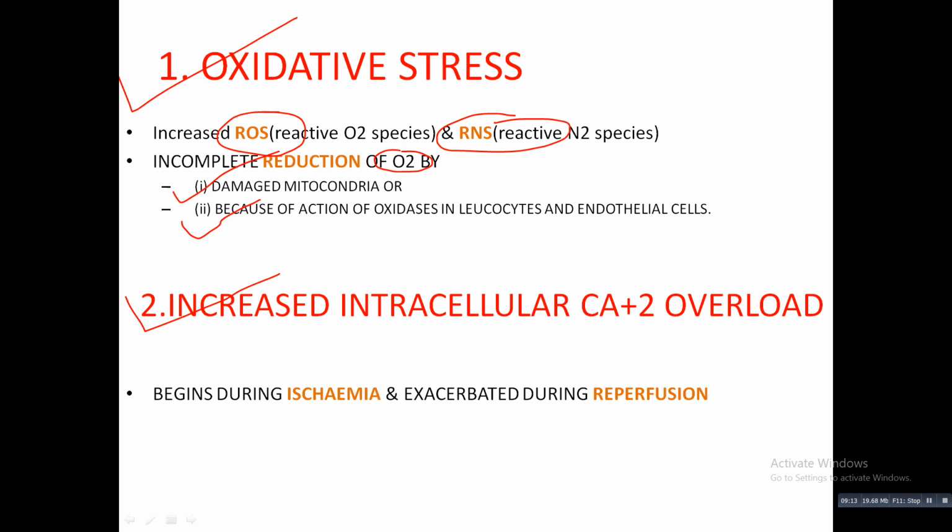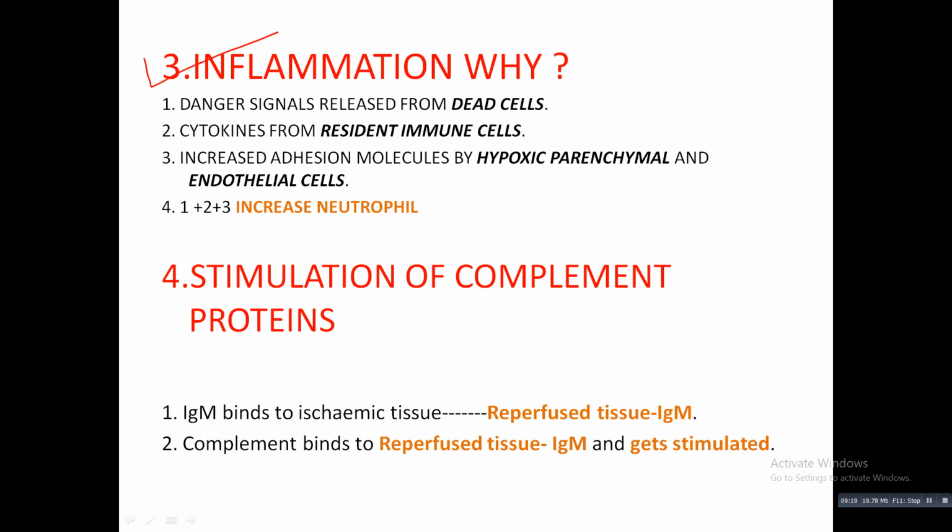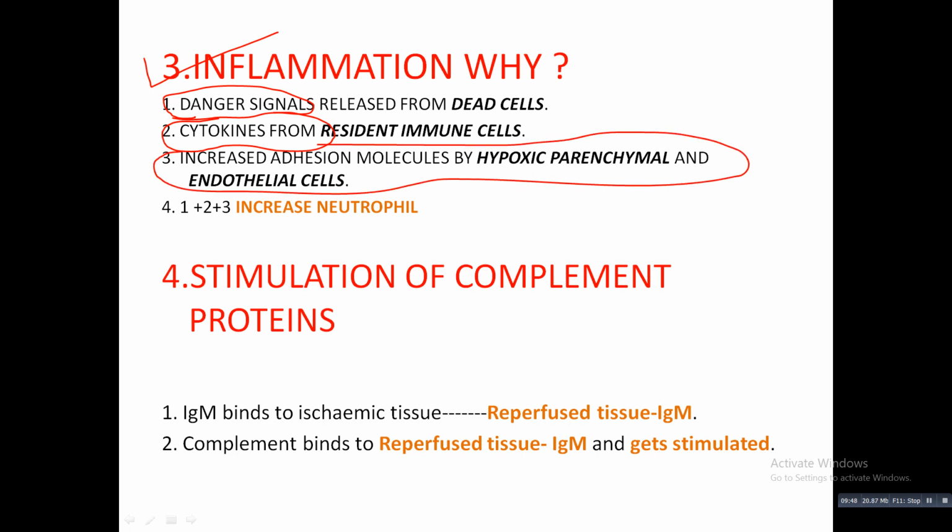Third is inflammation. Why is inflammation causing ischemic reperfusion injury? At the site of ischemia, some of the cells become dead and release certain danger signals. These danger signals are responsible for injury. Then certain immune cells at that site will release cytokines, which again play a role in ischemia reperfusion, along with adhesion molecules released by the hypoxic parenchymal and endothelial cells. All these three signals, danger signals, cytokines, and adhesion molecules, will invite the neutrophils to come and create chaos at the site, leading to more injury at the site of ischemia reperfusion.